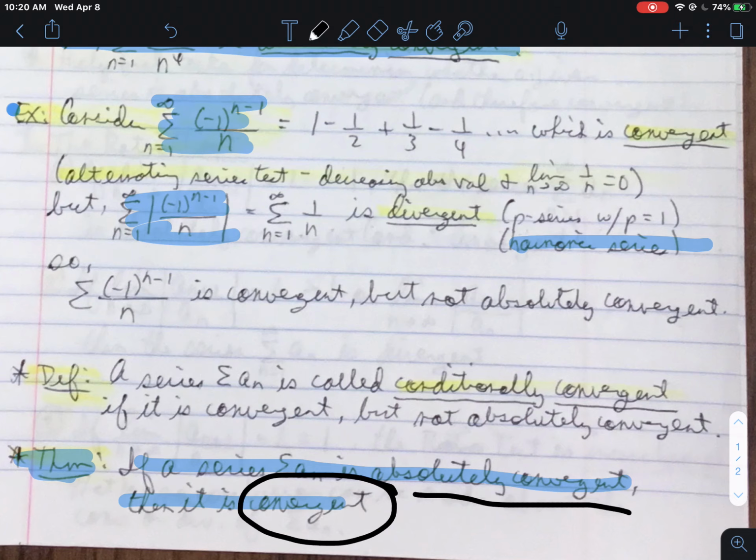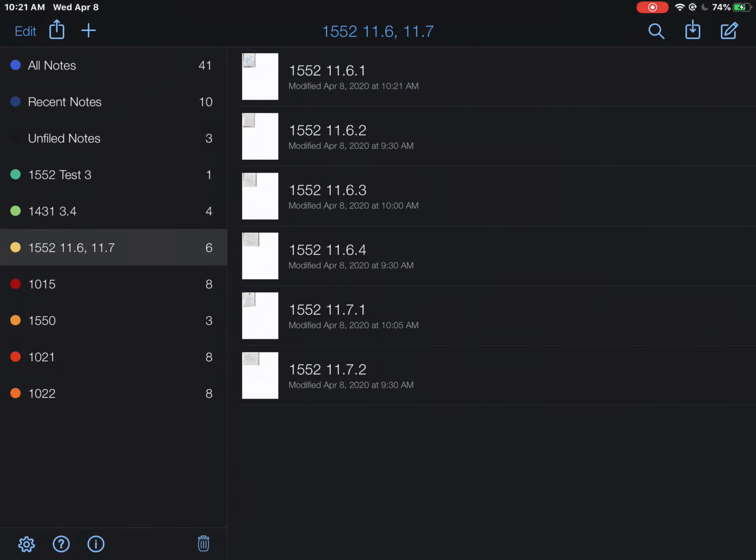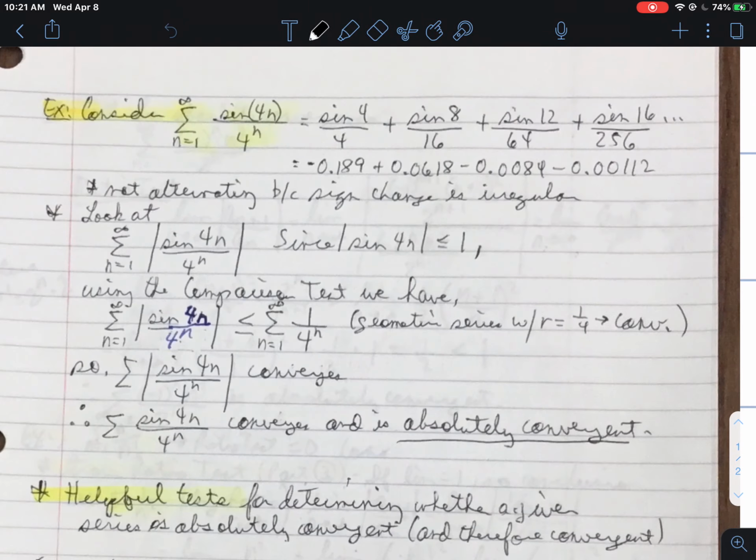Now again, the converse is not necessarily true. Right above that, if I have a series that's convergent, that does not necessarily mean that it is absolutely convergent. But if it is absolutely convergent, this theorem tells us that it is indeed convergent. And again, this is ultimately what we're interested in. We're trying to determine whether the series is convergent or not. So this is going to give us another test that we can use for convergence. If I can show absolute convergence, then I have convergence.